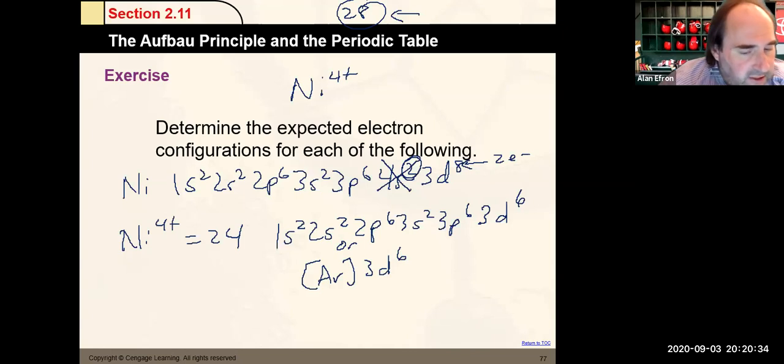Question on transition metals, how to write electron configuration for transition metals when they lose electrons. Again, the key there is always going to lose those S's first and then into the D's if you need. Any questions on that?